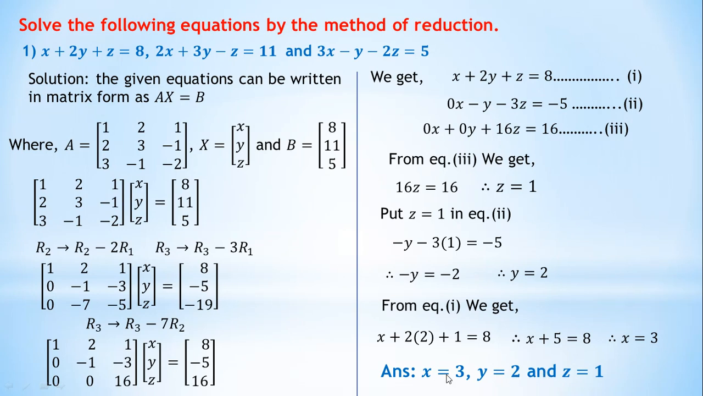You can verify this answer by substituting the values x is equal to 3, y is equal to 2, and z is equal to 1 in all three equations. Okay, check your answer. So this is the method of reduction to get the solution of three linear equations. Okay, now we will solve another example.